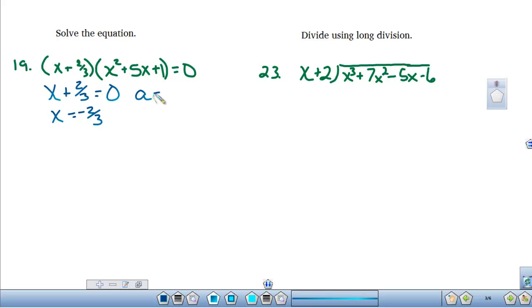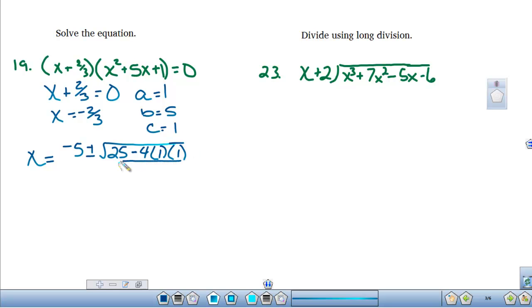So I'm going to start out by listing a is 1, b is 5, and c is also 1. And I'm going to plug it into the quadratic formula, which is negative b, which would make that negative 5, plus and minus the square root of 5 squared, which is 25, minus 4 times a times c. I'm going to write that all over 2a, which is equal to 2.